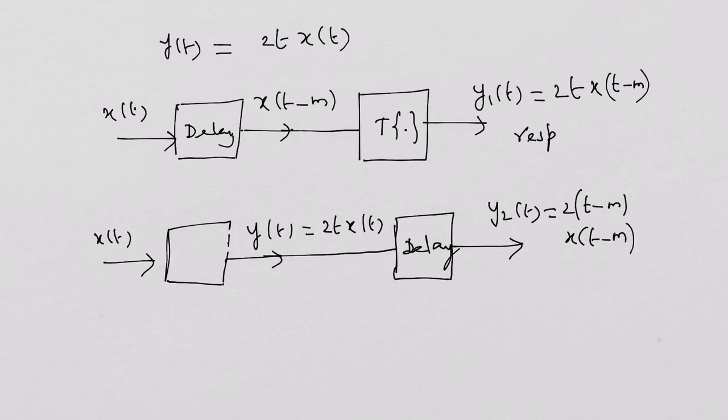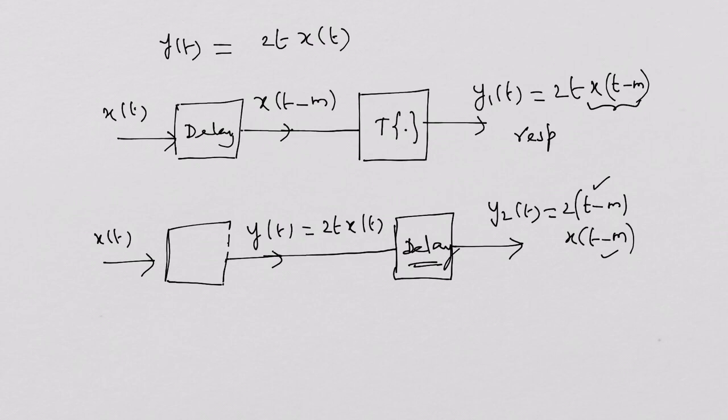Whatever t is available, it is delayed. All t are replaced by t minus m. In the second procedure, delay is to be introduced wherever t comes. T will all be replaced by t minus m. Whereas in the previous case, only x of t alone is delayed. Can you see the difference?